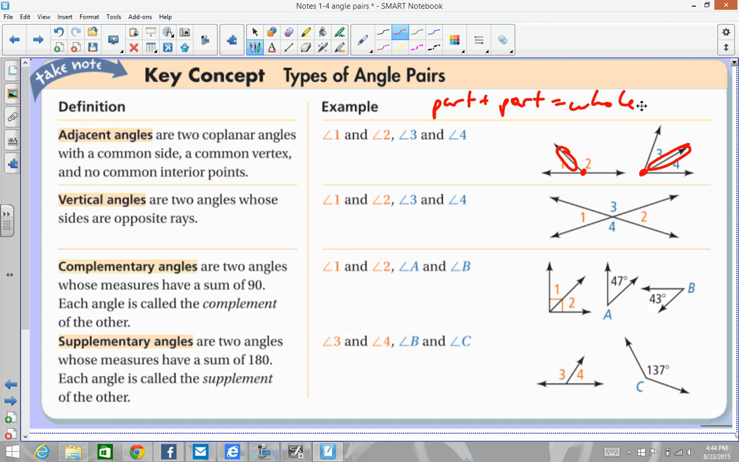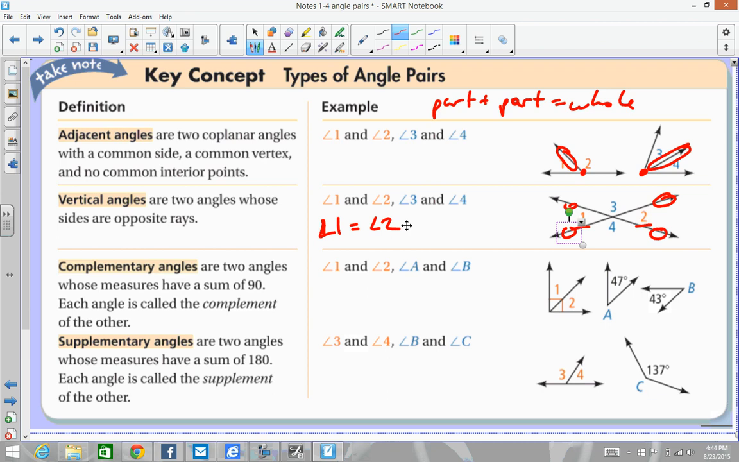Okay, vertical angles. Vertical angles are two angles whose sides are opposite rays. So there are two opposite rays, and there are two opposite rays. That's why angle 1 and angle 2 are vertical angles. The algebraic setup for vertical angles, whenever you see the words vertical angles, is going to be angle 1 is equal to angle 2. So the two vertical angles are equal to each other.